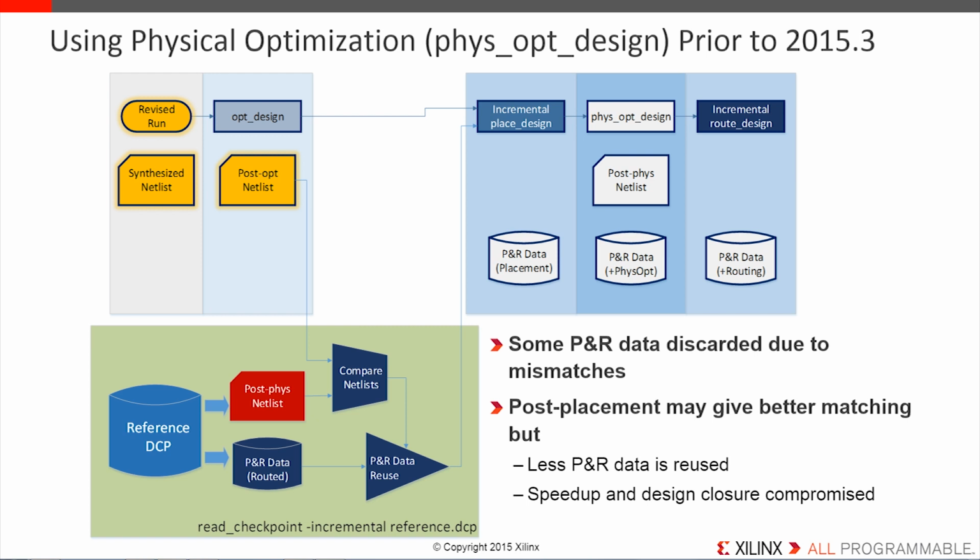A common workaround is to use a post-placement reference design instead of post-route, but although that improves netlist matching, none of the routing data can be reused.